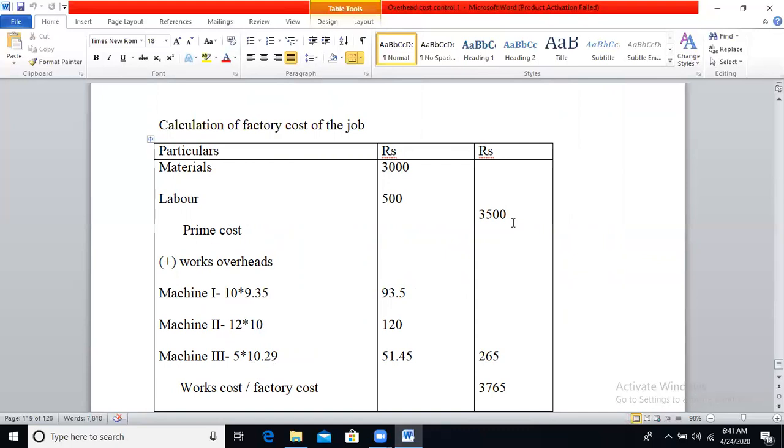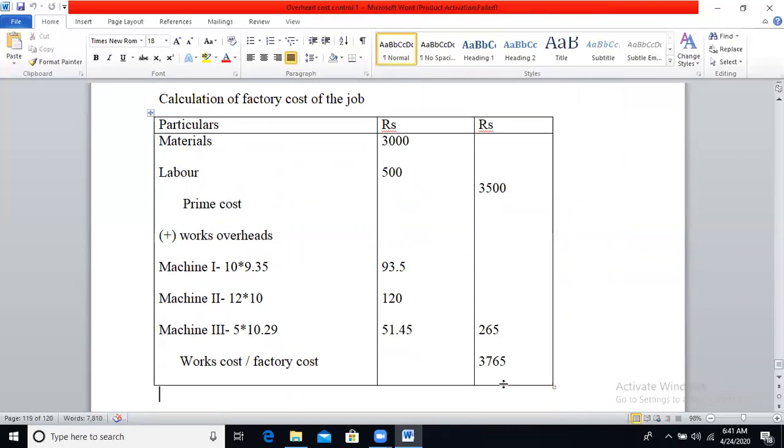If you add prime cost plus works overhead or factory overhead, you will get factory cost as 3,765.